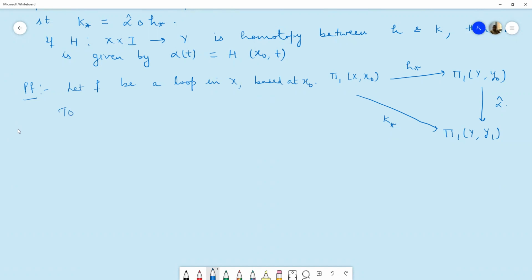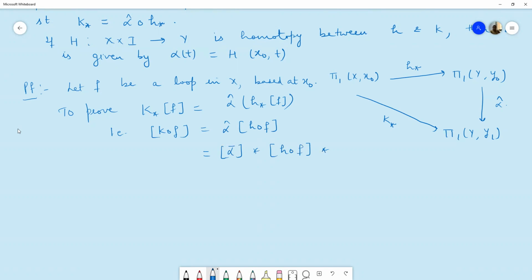So we have to prove basically this thing: k star of this f is alpha cap of h star f. That means we want to prove that the homotopy class of k circle f is alpha cap of h circle f, and the definition of alpha cap is basically alpha bar star h circle f star alpha, where alpha bar is the reverse of path alpha. So we want to prove this.